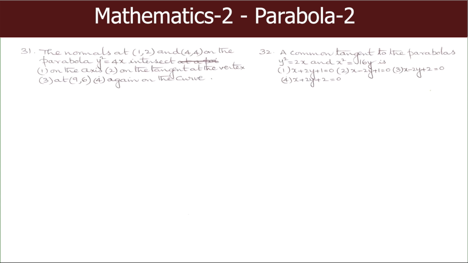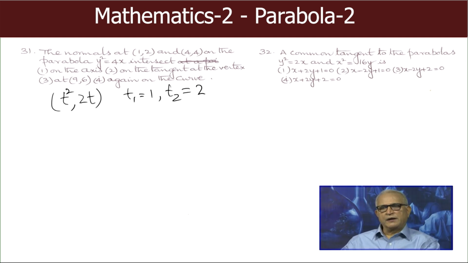Next, the normals at (1, 2) and (4, 4) on the parabola intersect at what point? Normals at (1, 2) and (4, 4). Any point on the parabola is (at square, 2at), that is (t square, 2t). Well, for (1, 2), t equal to 1, t1 is 1. For (4, 4), t2 equal to 2. So, the normals at the point t1 equal to 1 and the other point t2 equal to 2 intersect at what point?